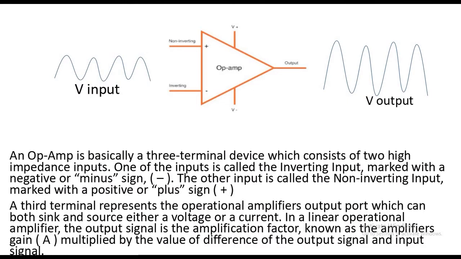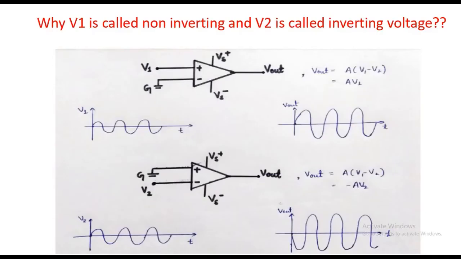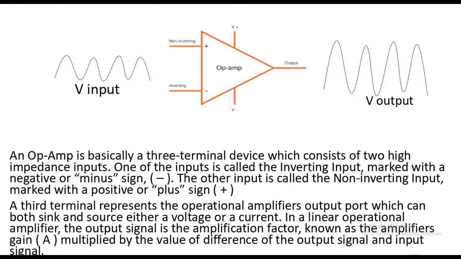So that is the reason why V1 is called the non-inverting terminal and V2 is called the inverting terminal. The third terminal is the output terminal, which represents the operational amplifier output port, which can both sink and source either a voltage or a current. In a linear operational amplifier, the output signal is the amplification factor, known as amplifier gain A, multiplied by the difference of the inverting and non-inverting voltages. So V out is given by A times V1 minus V2, and here A is the amplifier gain.